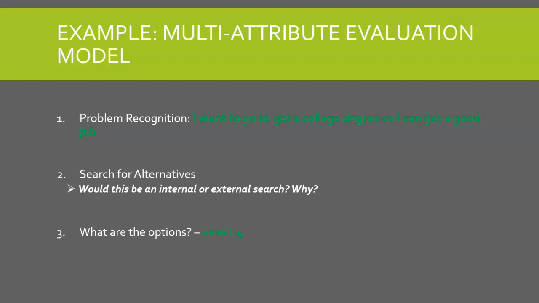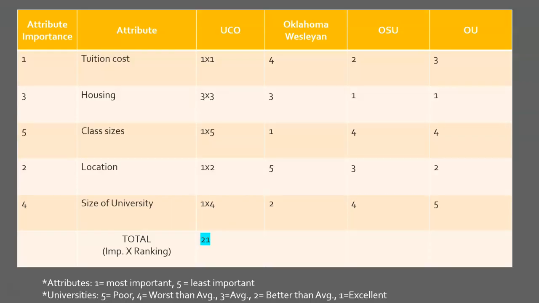So an example to really put this on paper, and we did this in class, so I'm just going to use this example we did in class, is this multi-attribute evaluation model. And so this just puts into writing kind of what you would go through. And so the biggest thing is, here's the problem recognition that you've probably gone through, that you want a great career. And so in order to do that, you need to get a college degree.